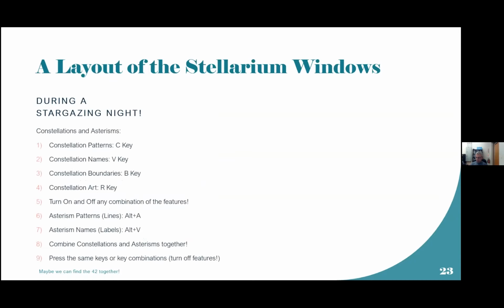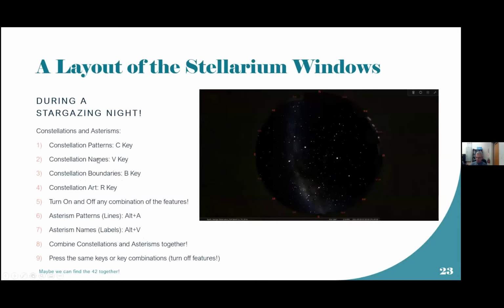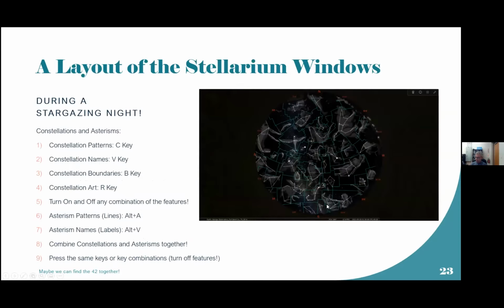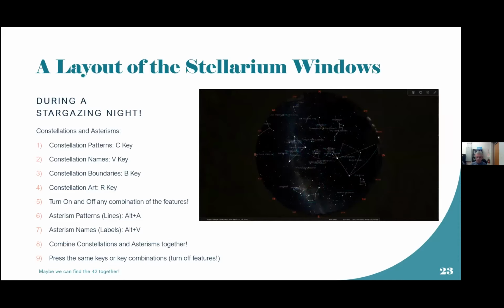Now, for constellation patterns and boundaries, these are the keys right here. So I can make constellations appear, boundaries. You don't have to have all this at once. You can have the constellation lines appear with the names or just the names. You have the artwork. You have the boundaries accepted by the IAU. And of course, you get the asterisms appearing in the night sky. And you can have it with or without the names of constellations and asterisms. You can have them overlap.